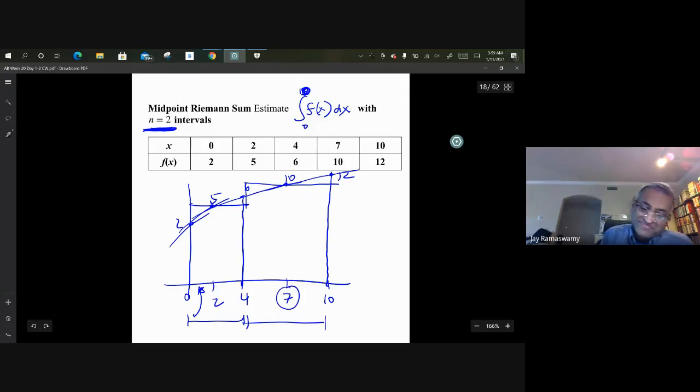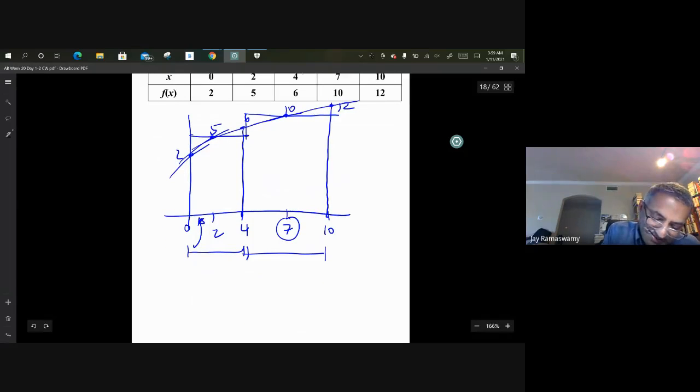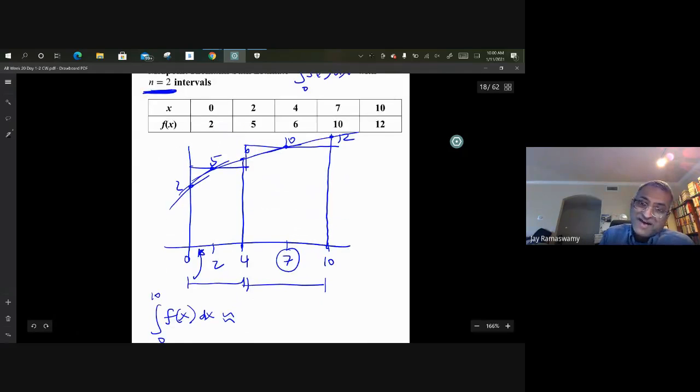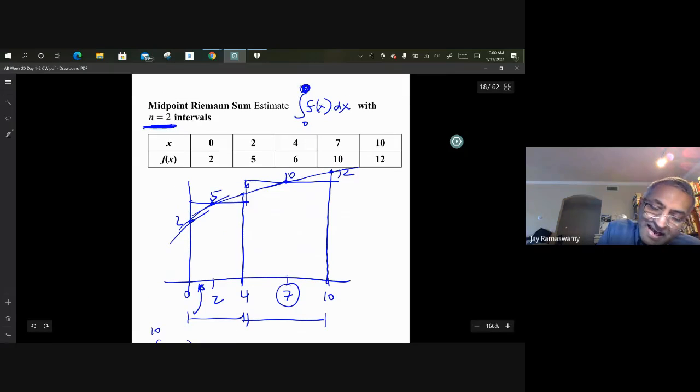Okay, let's wrap it up. I'll do the first one. So area, which is integral from 0 to 10, f of x dx is approximately. Now pay close attention. I only have 2 rectangles. If you do, feel free to use a different pen. Now this is your first base. This is your second base. Remember, we only have 2 rectangles.